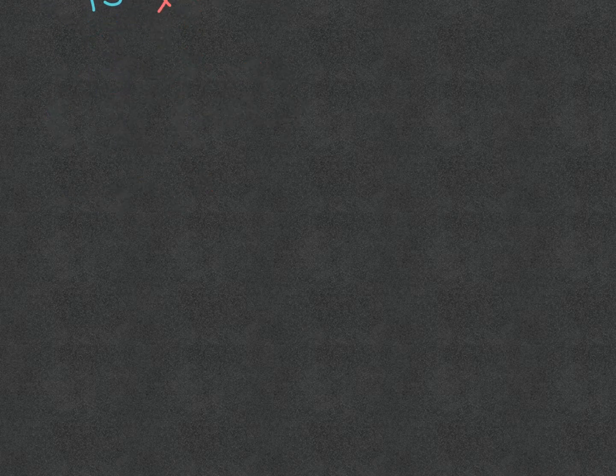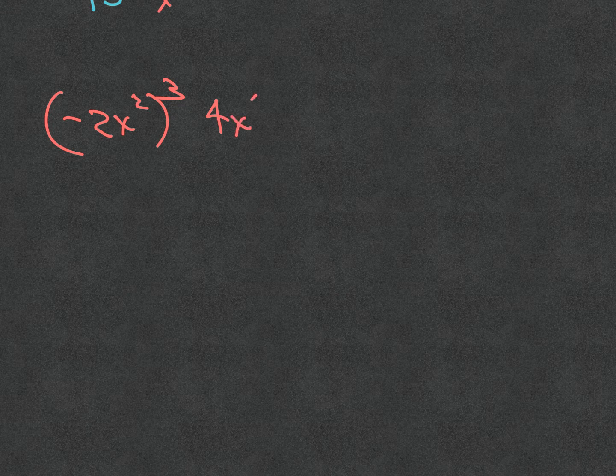So not too terribly complex, but let's do some that are a little bit more so. Negative 2x squared, and we're going to cube that. And then we're going to take 4x to the 5th.